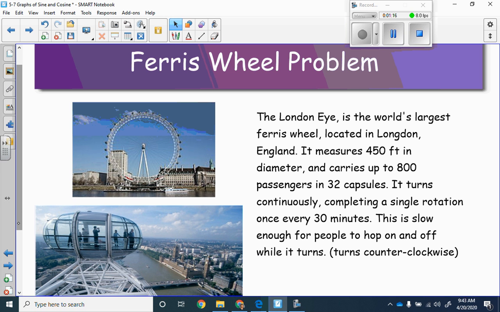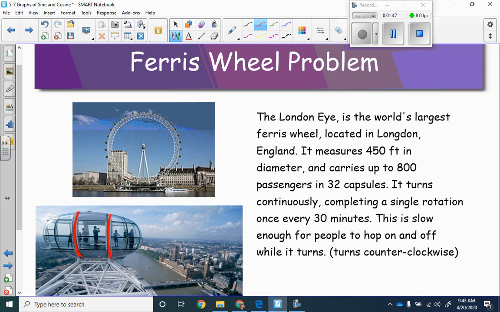And a little bit of information here. This is working with the London Eye. It's the world's largest Ferris wheel. It's located in London. It's 450 feet in diameter, carries up to 800 passengers at once in these little capsules that you see right here. And if you notice, they've got little tracks right here that go around the Ferris wheel, so you're always level to the ground. You're never upside down or anything like that.